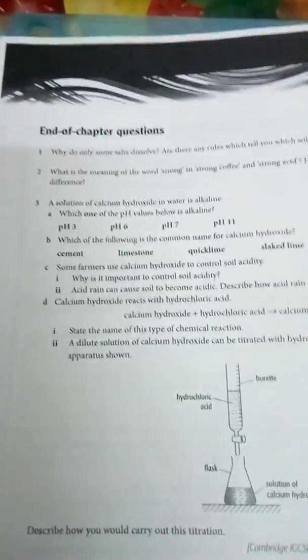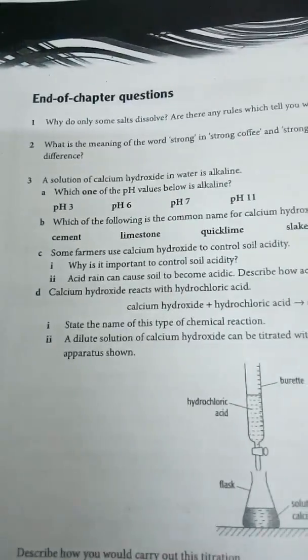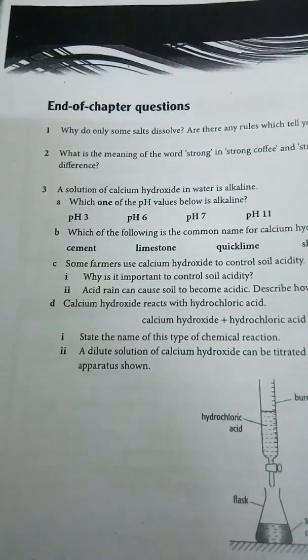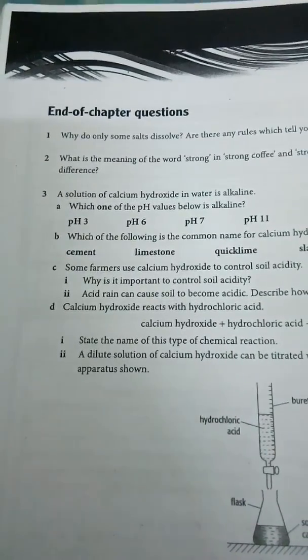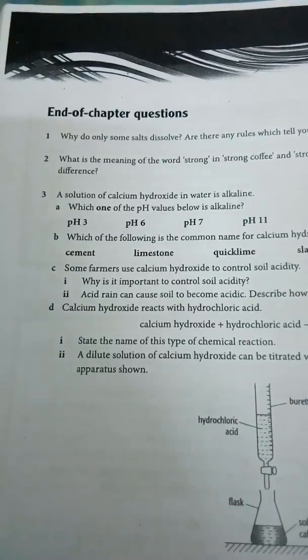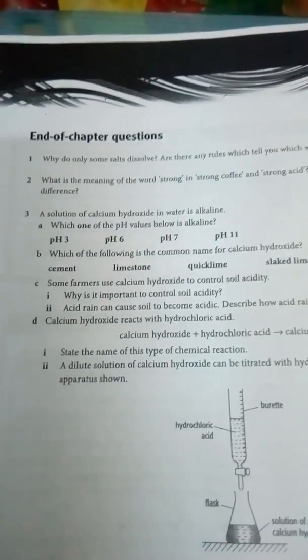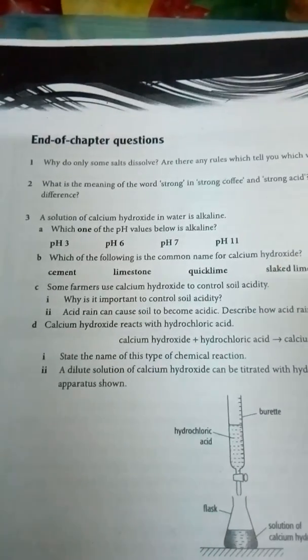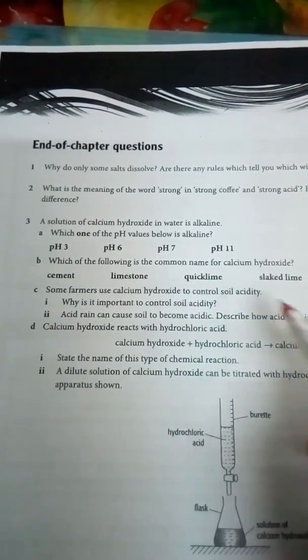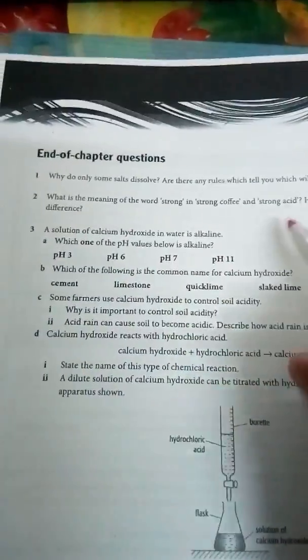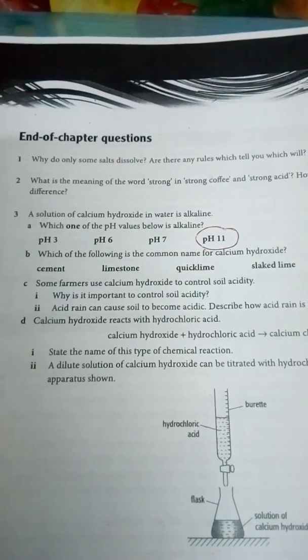Okay. Number three. A solution of calcium hydroxide in water is alkaline. Which one of the pH values below is alkaline? It's obvious, yes? So the answer is: pH 3, it's an acid. pH 6, acid. This is neutral. So pH 11 is an alkali, yes?